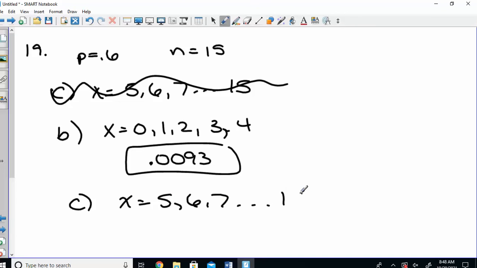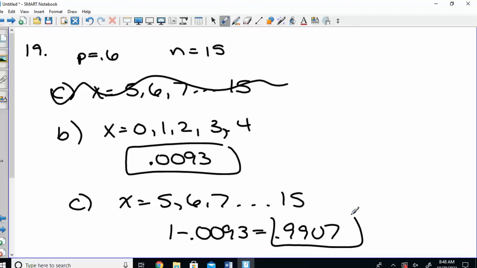Part C wants at least 5. So that means 5, 6, 7, all the way up to 15. What do you notice about these things? They're complements. So you can just do 1 minus the probability you just found, and you get 0.9907.